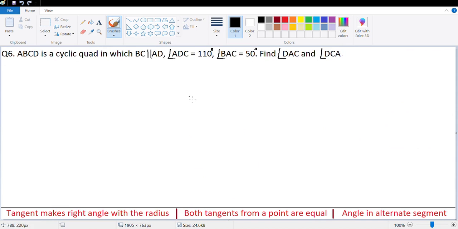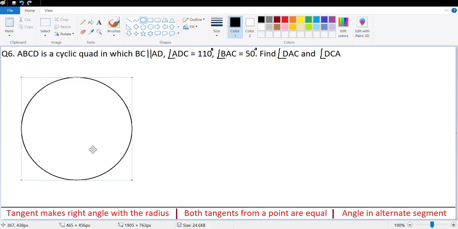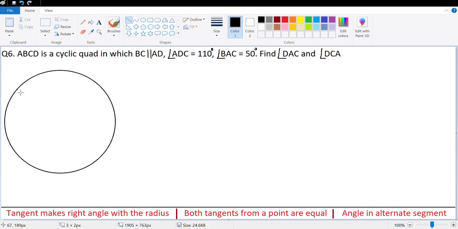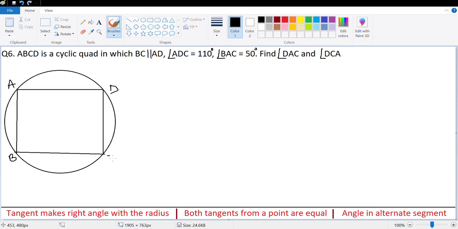Question number 6 is ABCD is a cyclic quadrilateral in which BC is parallel to AD. Let me just draw the cyclic quadrilateral first. Okay, so in which BC is parallel to AD. Okay, and let's join them. So BC is parallel to AD. Yeah, ABCD in which BC is parallel to AD.